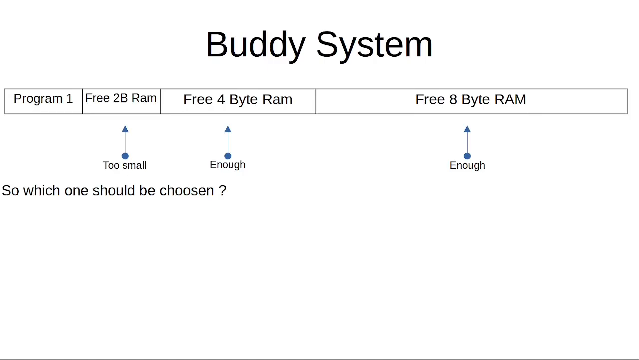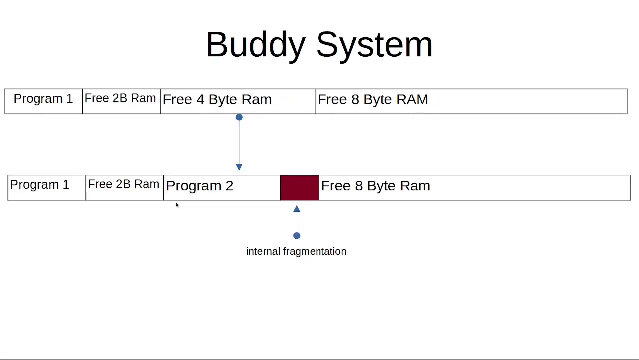Now program 1 uses 2 bytes and program 2 uses 3 bytes, and we have 1 byte of internal fragmentation. The red marked area is internal fragmentation. It's the unused space inside of the block. We can't use this part anymore because the 3 bytes didn't allow us to split the 4-byte block further. So we had to use the full 4-byte block for program 2. Even though program 2 doesn't need the extra 1 byte, we can't use it for a new program.